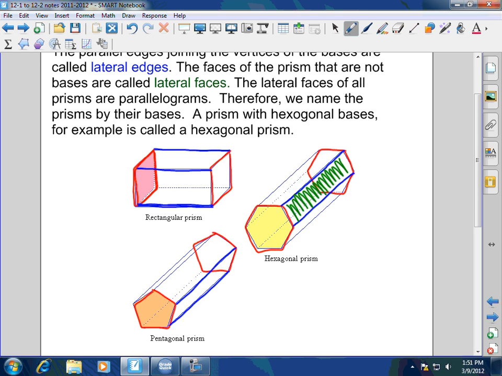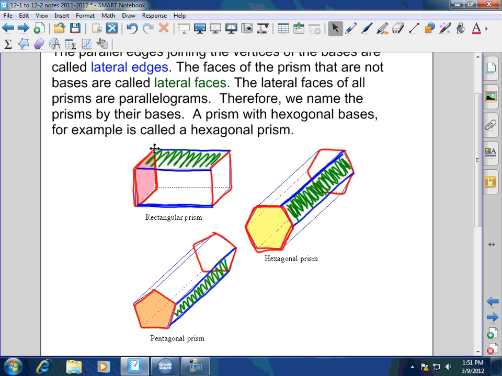The rectangular prism, let's just color green in between the lateral edges. Boom, that's my face. Let's color between the lateral edges, and that's my lateral face. So a prism is made up of 2 congruent bases. That's in the red. Then you have the lateral edges, which are in blue. And then you have the lateral faces, which is in green. That is a prism. Okay?